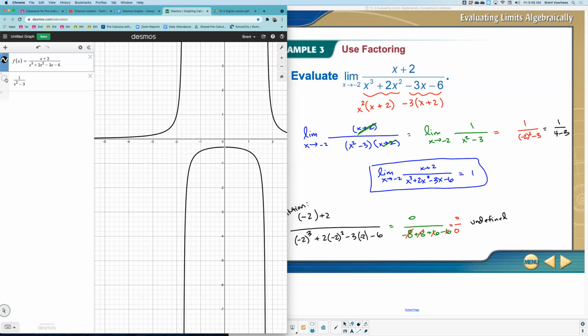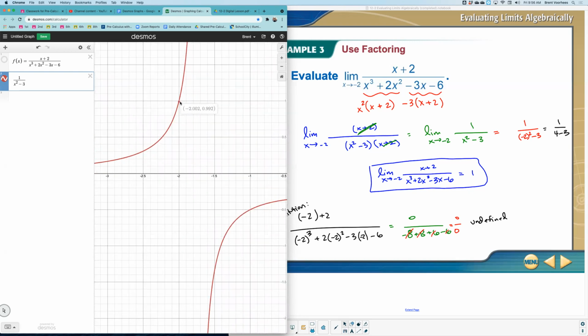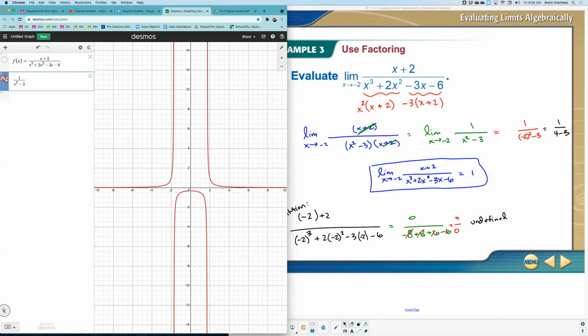But on this simplified form, if I look at the red one, when you get to -2, you won't have undefined. It'll just give you a value, which is kind of skipping over. Let me zoom in a little bit. There it is. At -2, it gives me 1. So it's a kind of neat trick there for that limit.